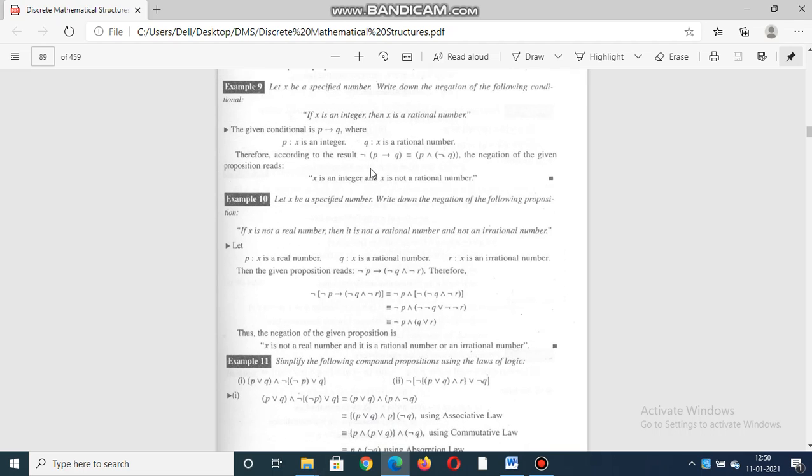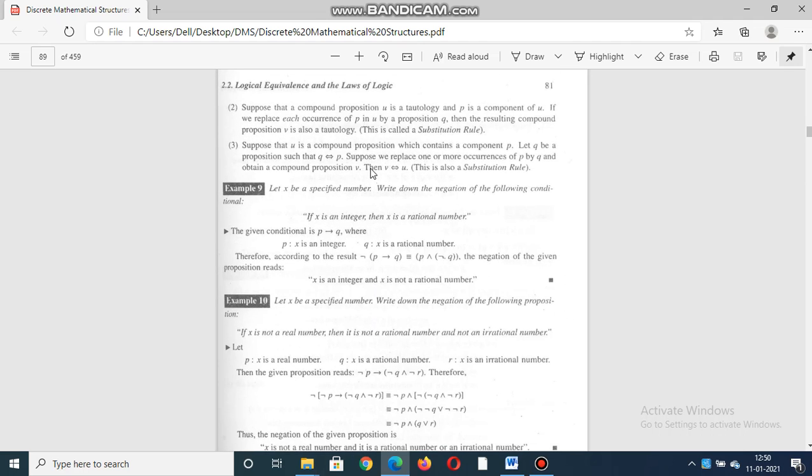The same thing, I am giving another problem, just take it. Let x be a specified number, write down the negation of the following. So here I am making: if x is not an integer, then x is not a rational number. This is your assignment.